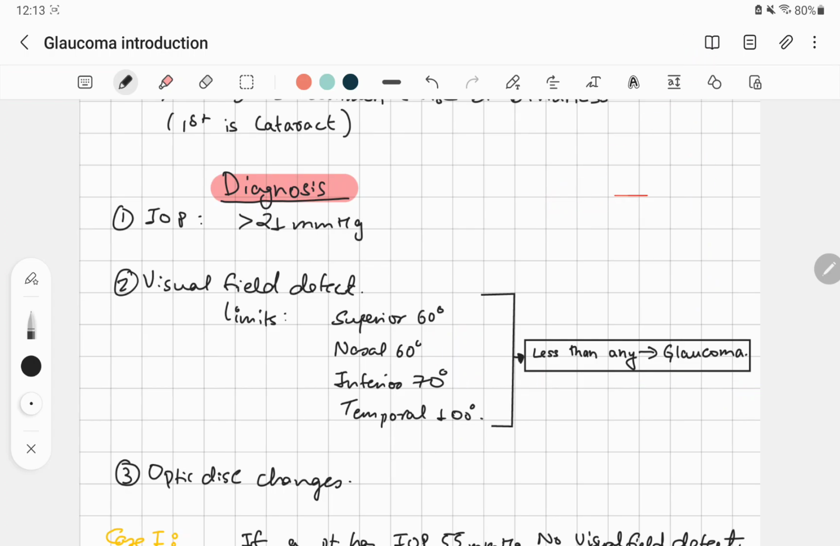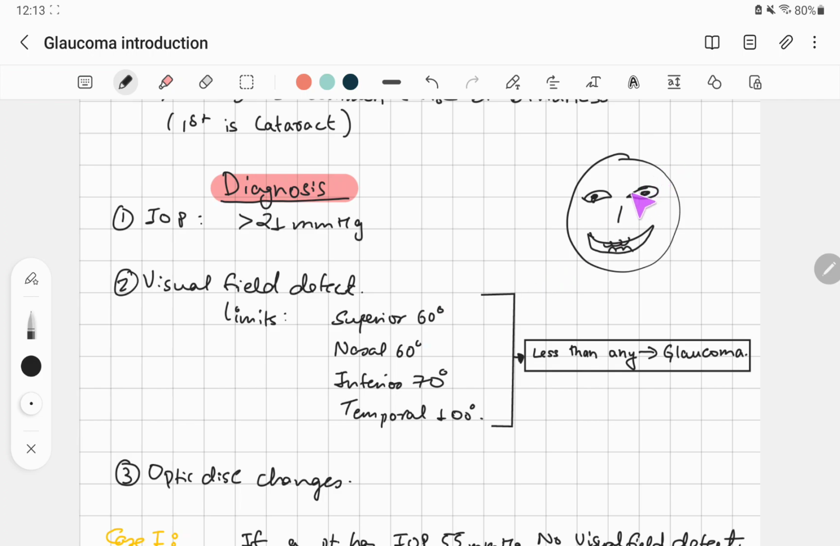Suppose this is a person. I draw very bad drawings, so please consider it. This is a very healthy person. I should redraw that. This is a nose. This is a very happy guy. Okay, let's not waste any time.